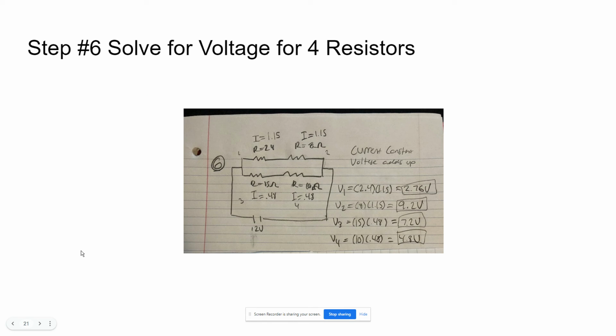So continue to move backwards. We are now in a series circuit, meaning that the current will be constant. So use 1.15 for both the top resistors and 0.48 for both the bottom resistors. Now you can calculate the voltage at each resistor by multiplying current by resistance. The resistance we used for this was the resistance we had at this point in the problem previously. So 2.4 top left, 8 for the top right, 15 for the bottom left, and 10 for the bottom right.